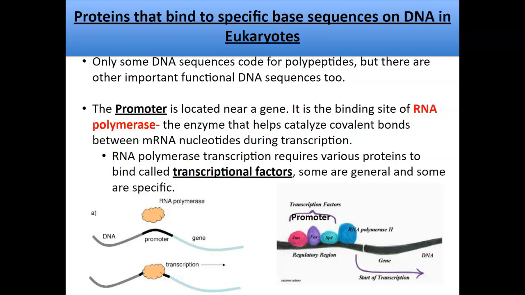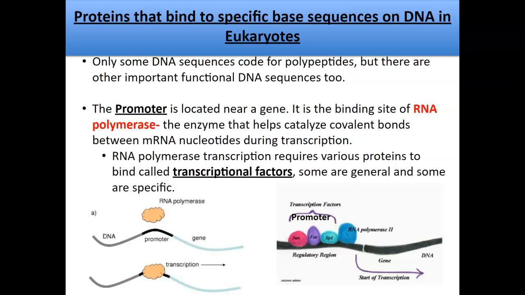So remember that only some of your DNA sequences actually code for proteins, but there are other important sequences of DNA that still provide a function. We talked about the promoter as one of these examples. The promoter is non-coding, but it still has a very important function. It's typically located near a gene, and its job is to bind RNA polymerase, the enzyme that performs transcription.